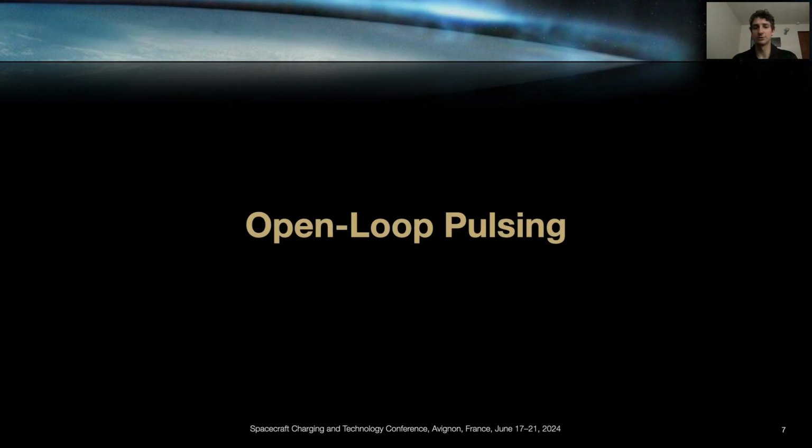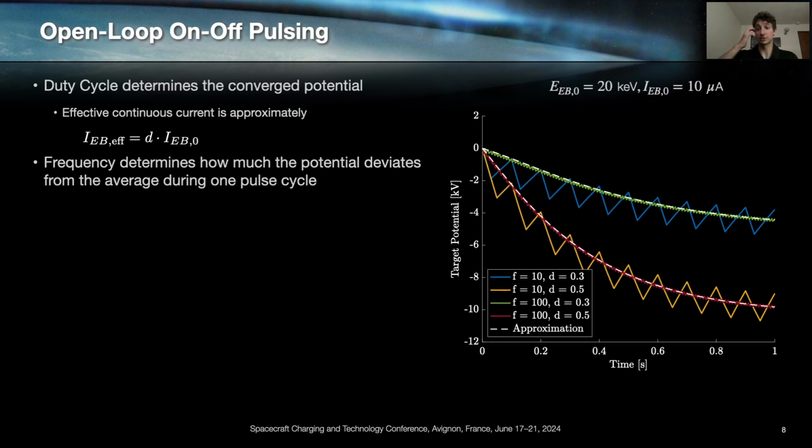Now let's first look into open loop pulsing. So first, on-off pulsing. On this slide, I'm really just trying to highlight the differences between the duty cycle and the frequency and how that affects the beam response, or the potential response to the beam. So the duty cycle essentially determines the converged potential, because the duty cycle more or less scales the electron beam current. We can actually compute an effective continuous current due to the electron beam by multiplying our nominal current, so the beam current when the beam is turned on, by the duty cycle.